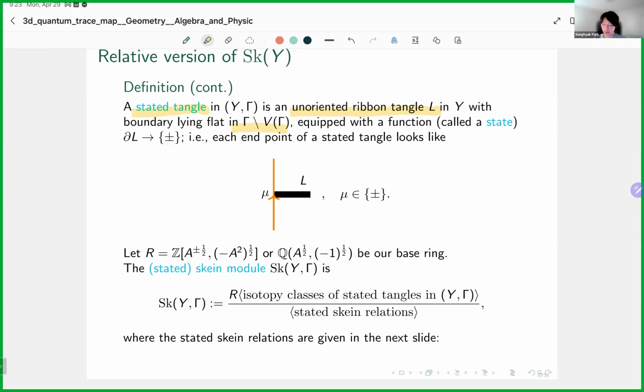And moreover, the stated tangle is also equipped with a function that assigns a sign, either plus or minus, to each endpoint of the tangle. So each endpoint of a stated tangle, say this is an end of a tangle L, firstly should lie in the boundary marking like this, and the framing should match. The framing should be tangential to the graph, and it's equipped with a sign here, which I denote by mu.